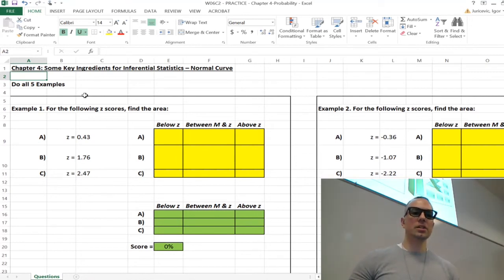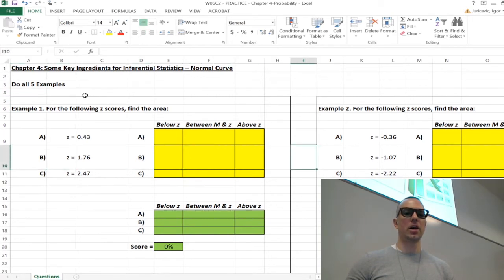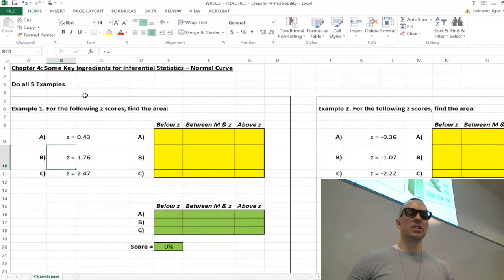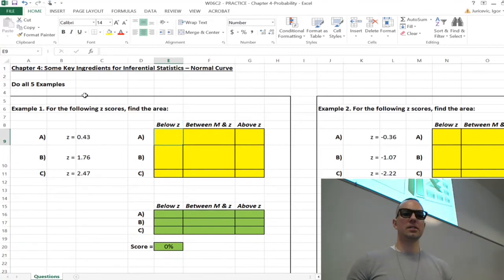There are 2 questions here, and what you want to do is make sure that you know how to use that table. For each of these z-scores, you want to put into these answer cells what percentage is below that z-score. So what percentage of the normal curve is below the z-score? What percentage of the normal curve is between the mean and your z-score? And what percentage is above the z-score? Those are the 3 areas that you are most interested in.